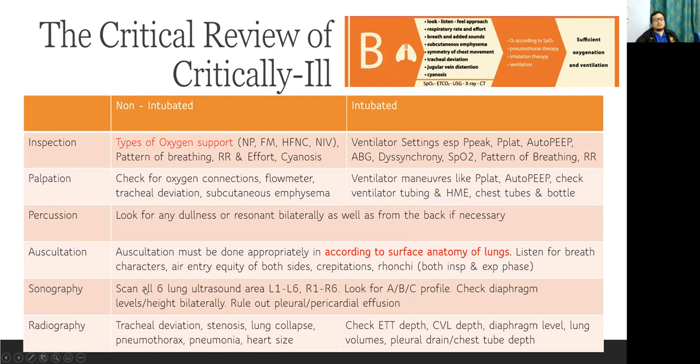For sonography, you have to scan all six lung ultrasound areas, and look for the ABC profile, check diaphragm levels or height bilaterally, and rule out pleural or pericardial effusion. In the radiography X-ray, you have to look for tracheal deviation, stenosis, lung collapse, pneumothorax, pneumonia, and look at the heart size. For an intubated patient, you have to check ETT depth, CVL depth, diaphragm level, lung volumes, and pleural drain or chest tube depth.